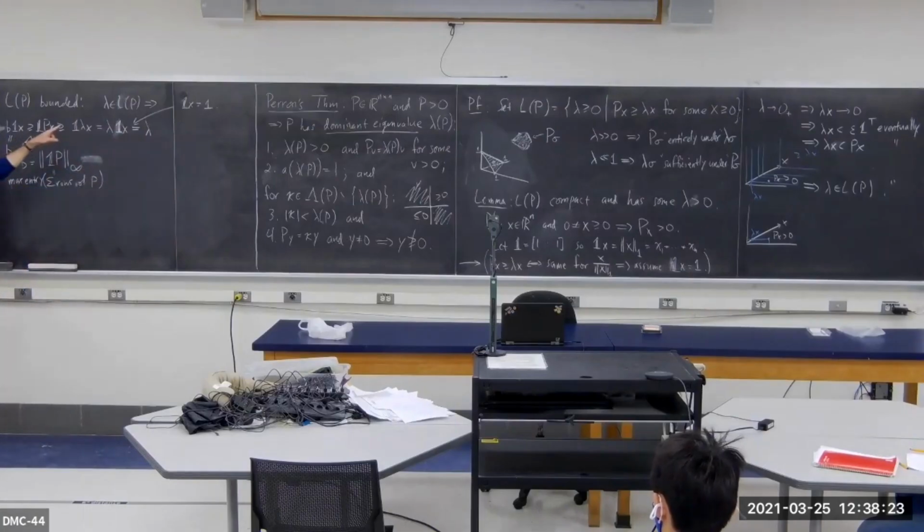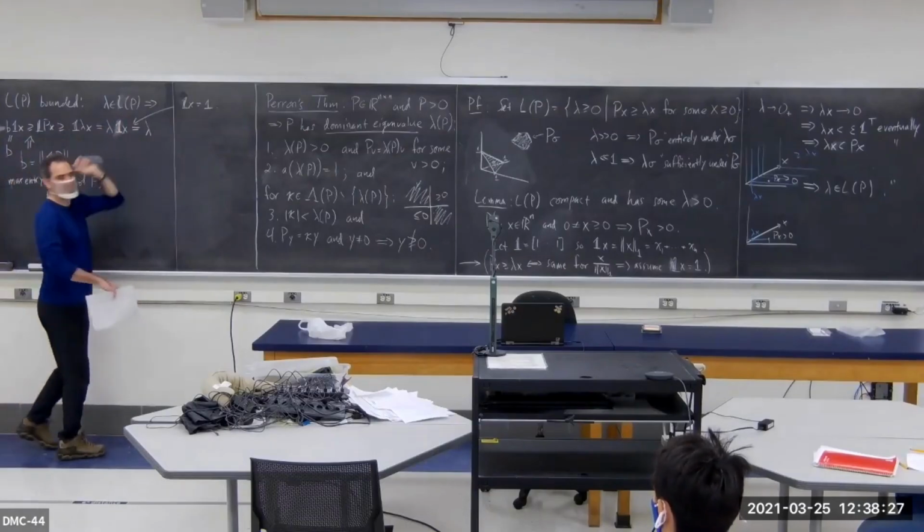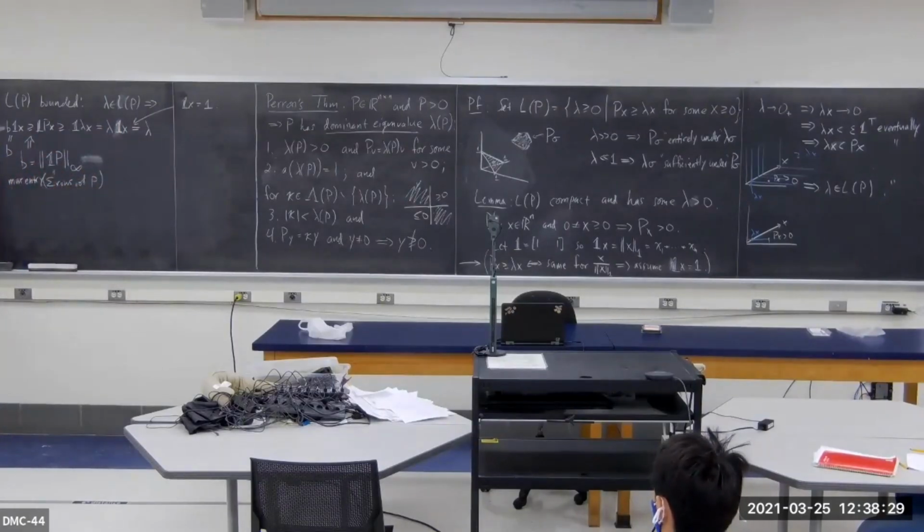So it says lambda in L of P implies that B is bigger than or equal to lambda, which means that it's bounded. That's all we needed. All we are doing is making precise the fact that it's bounded. No big deal.